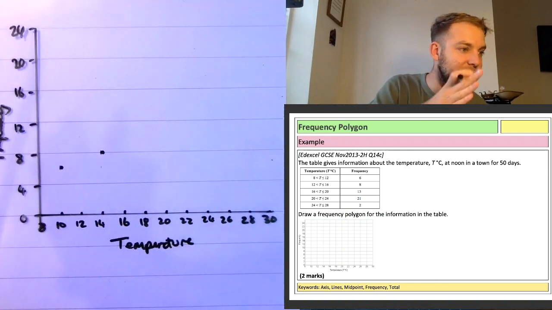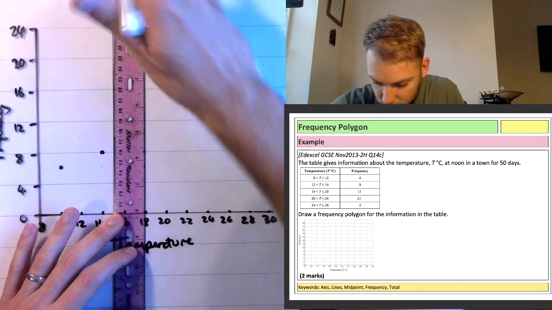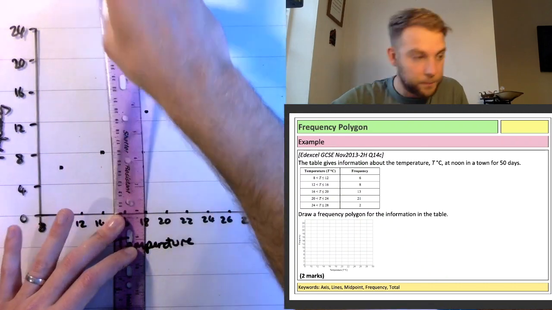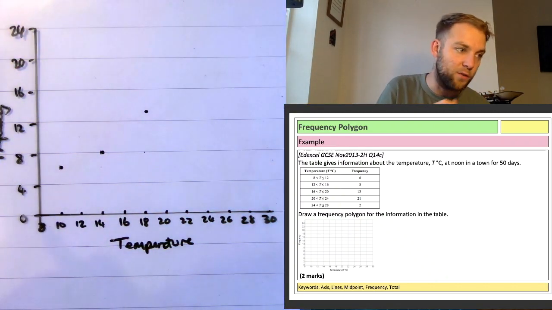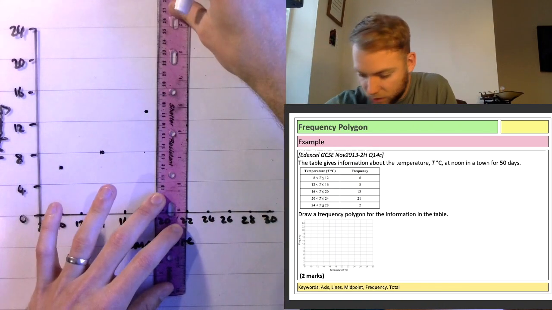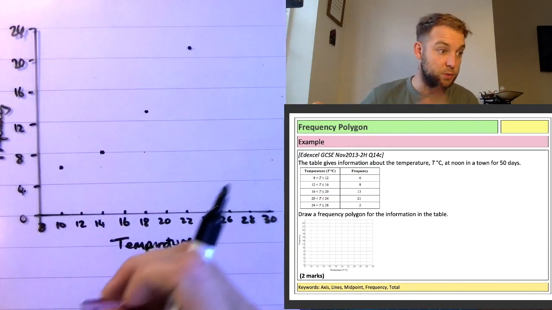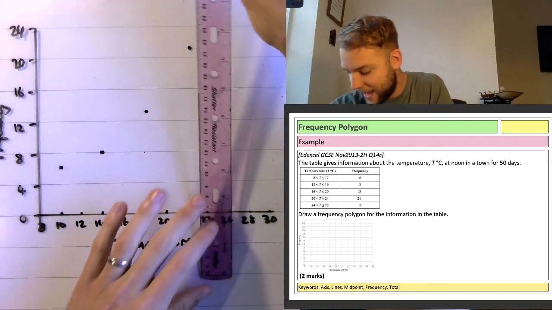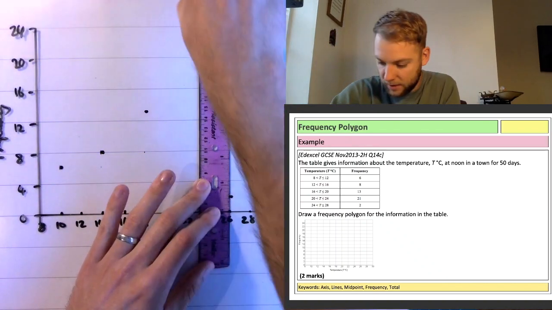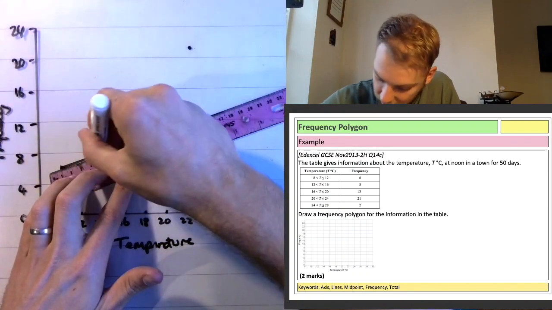The next one between 16 and 20 is 18, 18, 13. 18, 13, this is a trickier one, which is there. So between 20 and 24 is 22, to 22, 21. Lots to think about here, 22, 21, which is there. And the last one is between 24 and 28, which is 26 and 2, which is halfway between. Connect all these up, making sure we're not connecting the first and last.